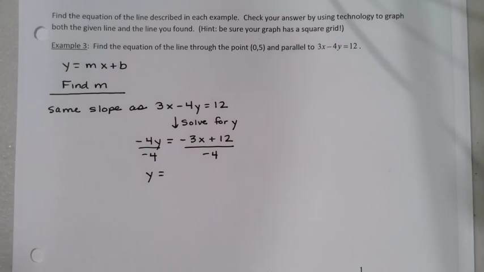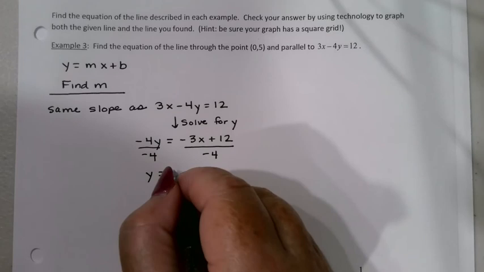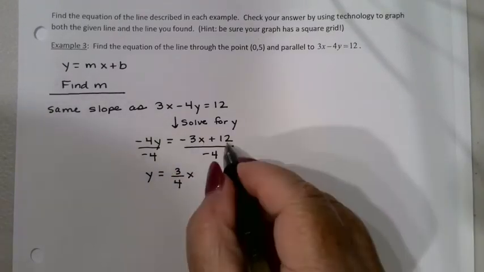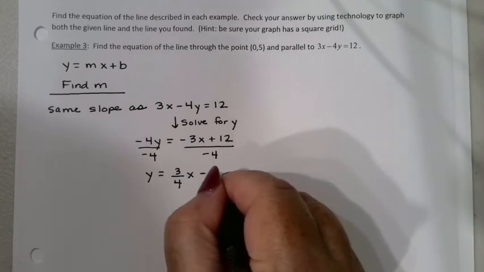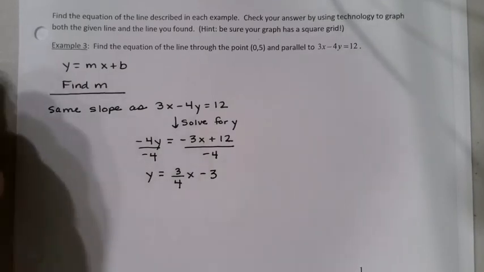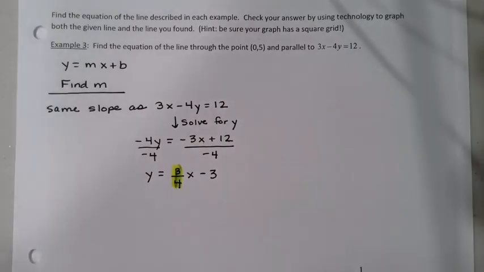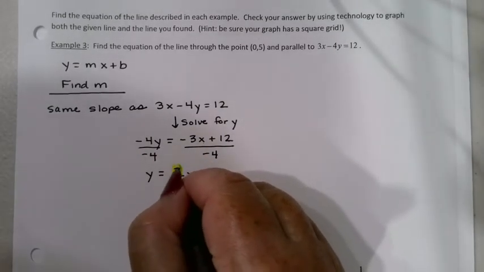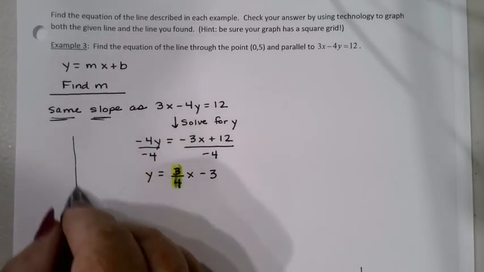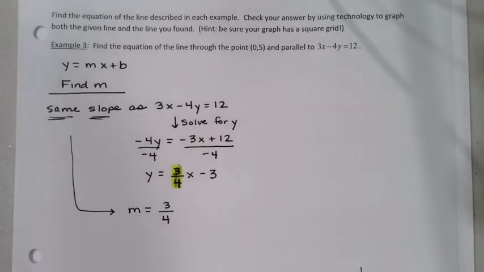And now I've got y by itself, which is what I was looking for. -3 divided by -4 is positive 3/4 times x. And then 12 divided by -4 would give me a minus 3. In this form, I can now identify my slope. It's 3/4, right? And since I'm going to have the same slope, I will still use for my line the slope of 3/4.